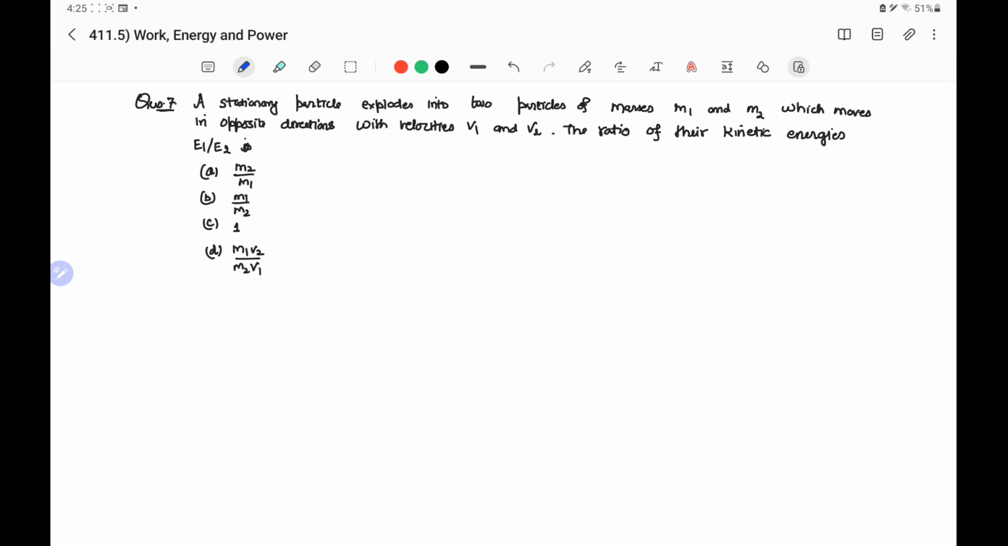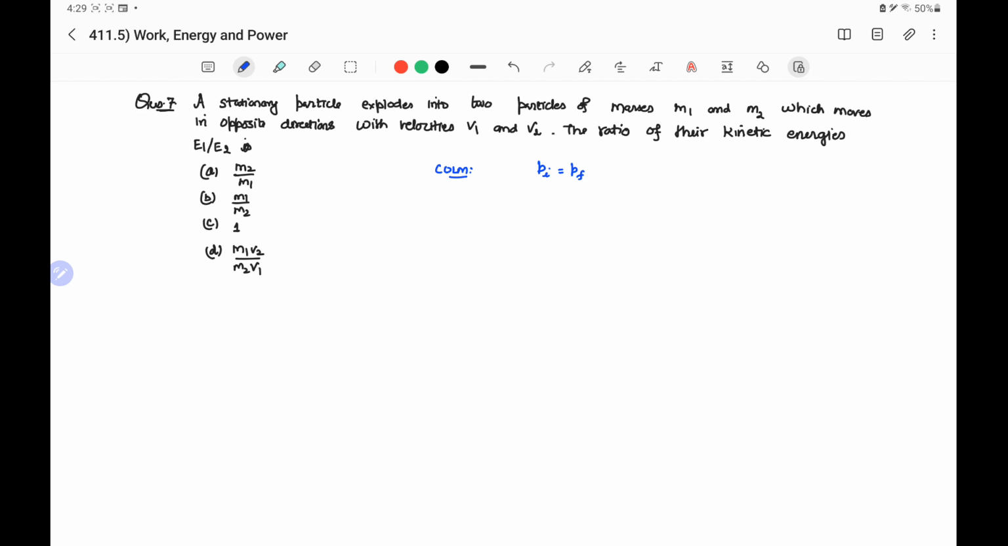Seventh question is, a stationary particle explodes into two particles of masses m1 and m2, which moves in opposite direction with velocities v1 and v2. The ratio of their kinetic energy E1 by E2 is. Options are m2 by m1, m1 by m2, 1, or m1 v2 by m2 v1. Using the conservation law of linear momentum, initial momentum of the system should equal to the final momentum of the system.